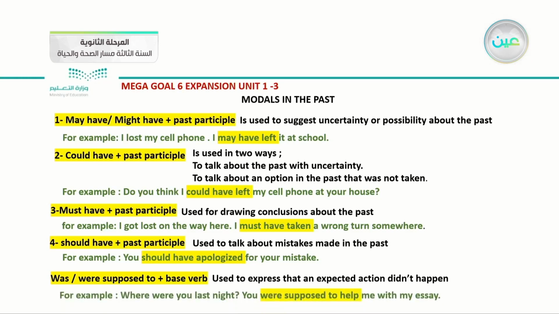Okay, look at the example. For example, where were you last night? They are asking you, where were you last night? What is the answer for it? You were supposed to help me with my essay. So I'm using were because I have you. So you were. He, she, it was, followed by was, and the other one we follow with were. So you were supposed to help me with my essay.